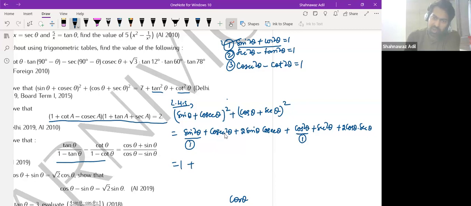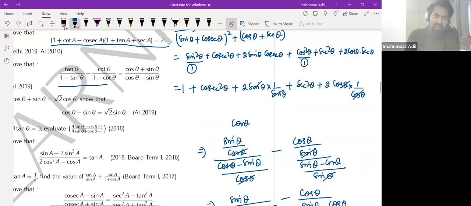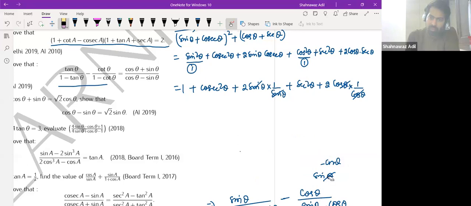Now, this is cosec square theta. And what is sine theta into cosec theta? Cosec theta is the reciprocal of sine theta, so this product is 1. Then I have cos square theta plus 2 cos theta sec theta, where sec theta is the reciprocal of cos theta, so that is also 1. So I have 1 plus 2 plus 2, and then cosec square theta plus sec square theta.